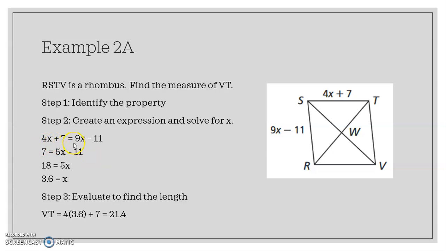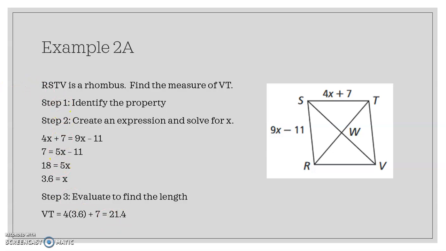Okay, so I wrote 4x plus 7 equals 9x minus 11 because the sides are equal. Then I solved by subtracting the 4x to this side, and I added 11. And then I divided by 5. So x is 3.6. Now, I took it and put it into the 4x plus 7, but you can put it into the other one. Either way, you should get 21.4 for the measurement that you need.